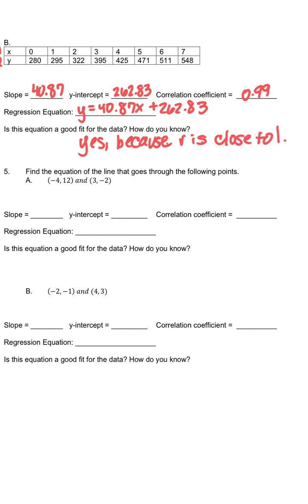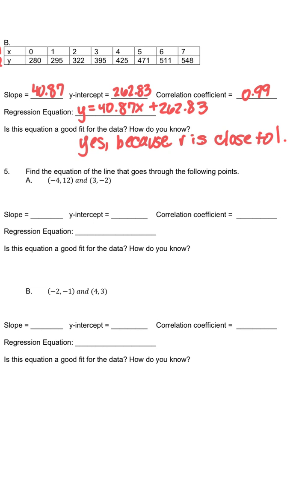Okay, let's do number 5. So we're going to go back into stat, edit, and again, we need to clear that. And remember, you clear that by going up to L1, use the arrow up to L1, press clear, and then press enter. Then go to L2, press clear, press enter. So now go back to the first square under L1, and now let's go ahead and put in the information we have here.